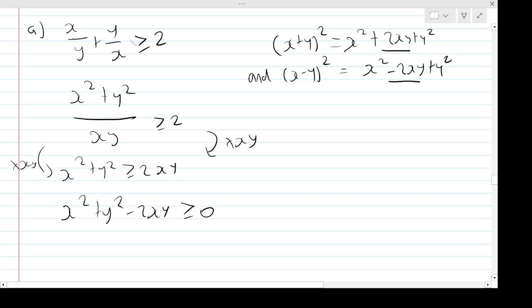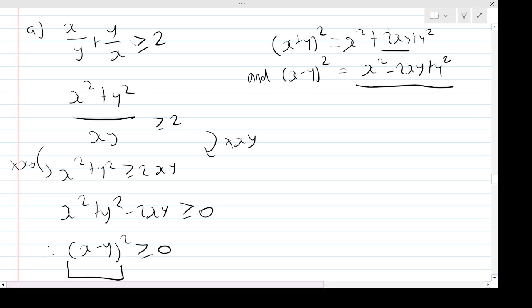Well, hang on, isn't this whole expression this? So we can substitute that in. So therefore, x minus y squared is now greater than or equal to 0. And that makes sense, because this is now a square number, and we know square numbers have to be at least 0. So there we are then.